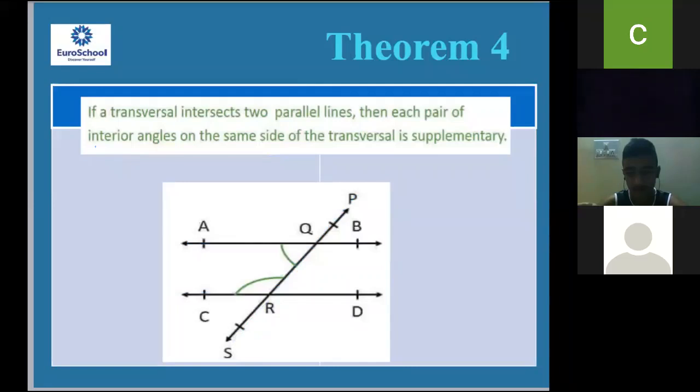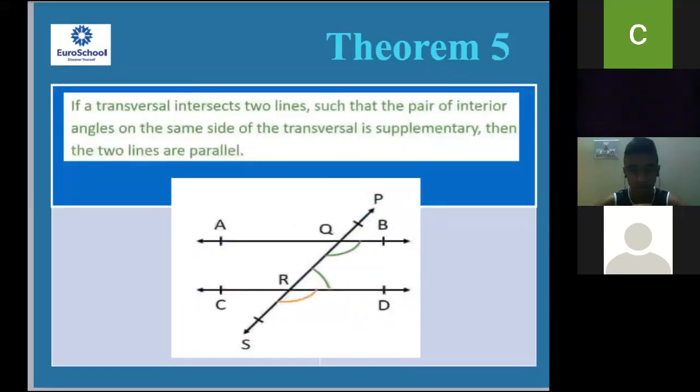Let us go to the next theorem. If a transversal intersects two lines such that the pair of interior angles on the same side of the transversal is supplementary, then the lines are said to be parallel. So what is the relation between theorem 4 and 5, children? Anyone? So I'll tell you, children, theorem 5 is the converse of theorem 4.